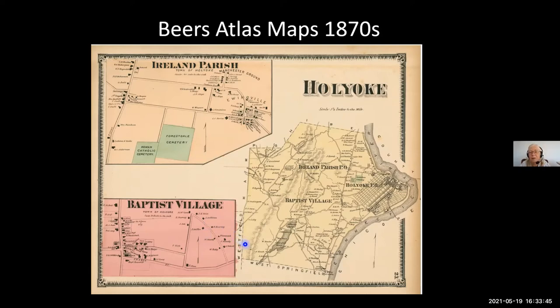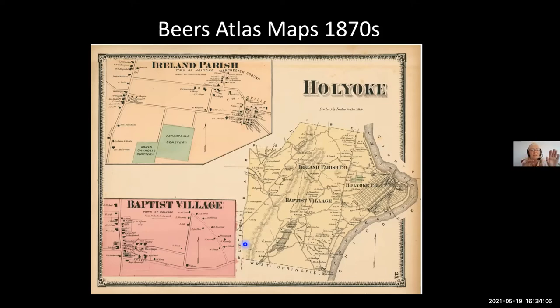There were other bound books. You see Richard's Atlas in later time. But Beers is another one of those that exists in a lot of places and at that same time frame. I really like to pair this with an 1870 census. You thought I was going to say a wine, didn't you?